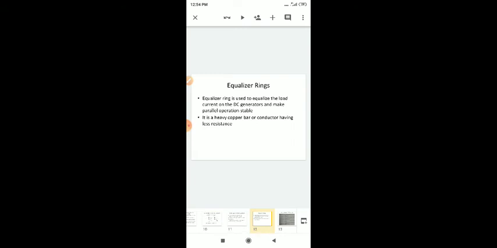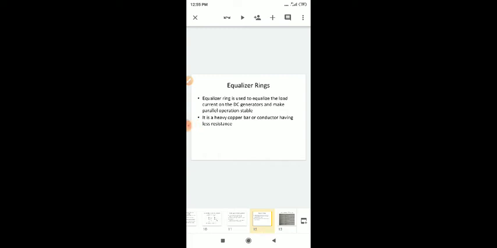Equalizer ring. This is made with copper, having less resistance. During the parallel operation of series or compound generators, if the induced EMFs are unequal, then a circulating current flows in the series field winding. This circulating current may cause a short circuit. This results in damage to the generator. This circulating current can be prevented by connecting equalizer bars with the inner terminals of the series field generator. That's why we connect the equalizer rings.